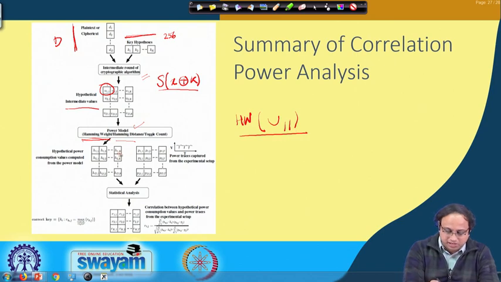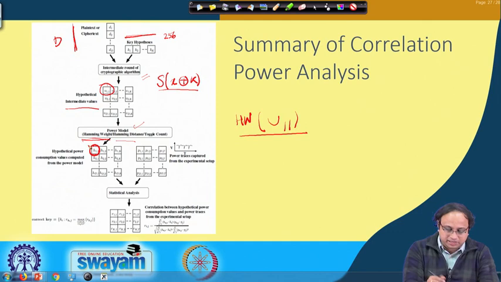So this Hamming weight essentially gives you the hypothetical power value. Therefore you get H11, and you do it similarly for the entire operations. But how many such matrices will you get? You are getting the hypothetical power value, but observe that the hypothetical power value you are observing is for a specific byte.